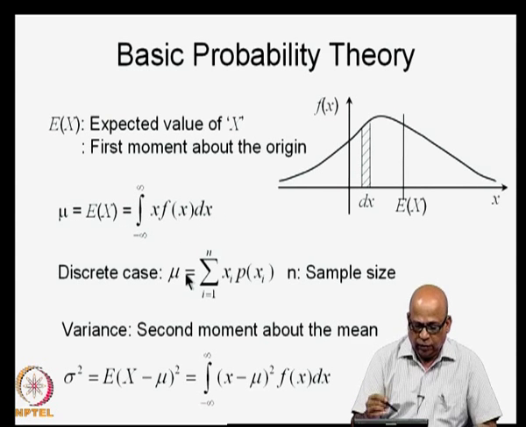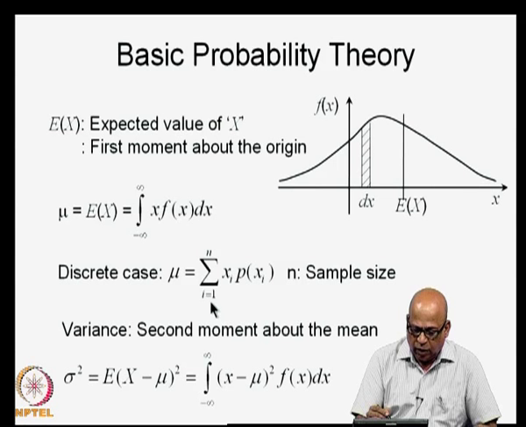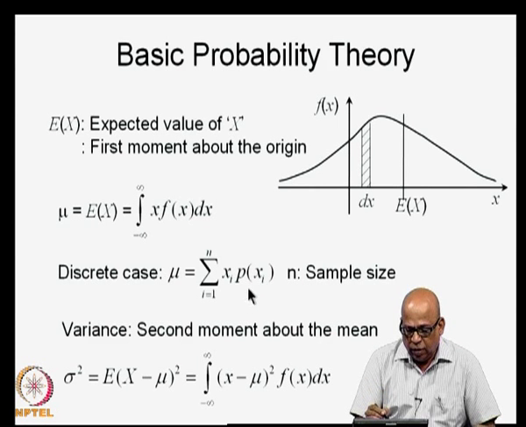Now, this is for the continuous case. In the discrete case, mu is defined as the summation from i is equal to 1 to n of x i into p x i. So, x i is that particular value of the random variable corresponding to i, p x i is the probability that x is equal to x i, and i is equal to 1 to n, where n is the sample size if you are dealing with the discrete variables.